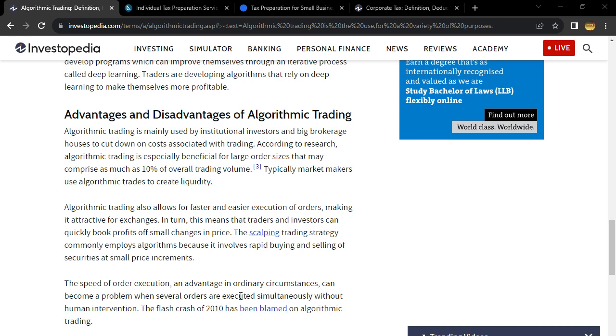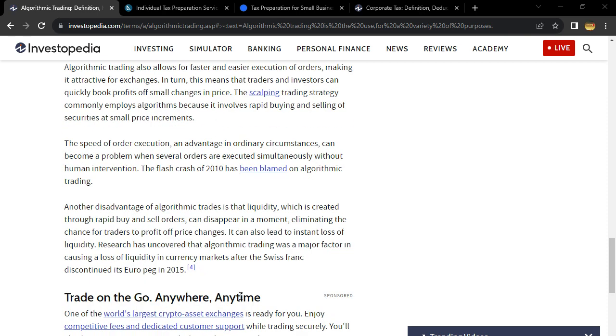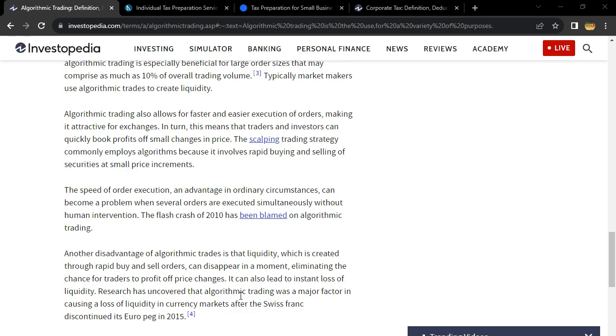The speed of order execution, an advantage in ordinary circumstances, can become a problem when several orders are executed simultaneously without human intervention. The flash crash of 2010 has been blamed on algorithmic trading. Another disadvantage of algorithmic trades is that liquidity, which is created through rapid buy and sell orders, can disappear in a moment, eliminating the chance for traders to profit off price changes. It can also lead to instant loss of liquidity.